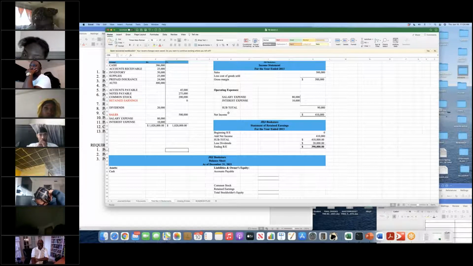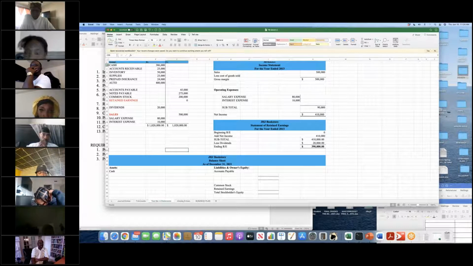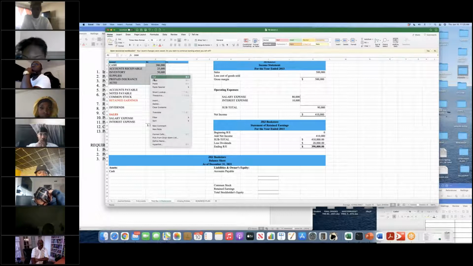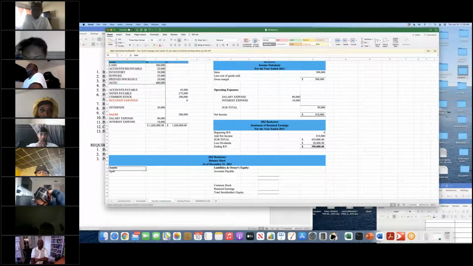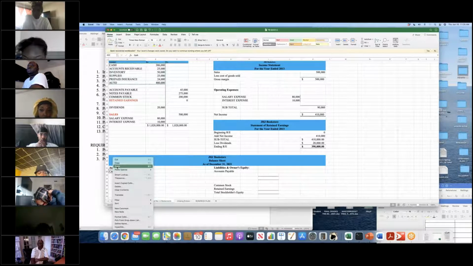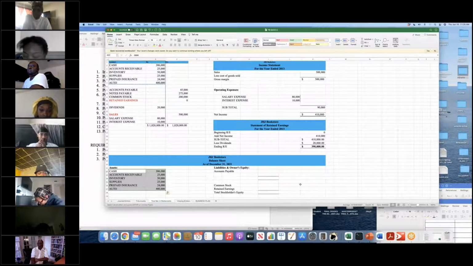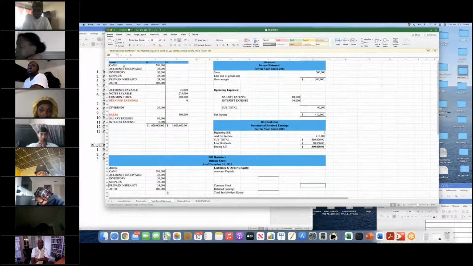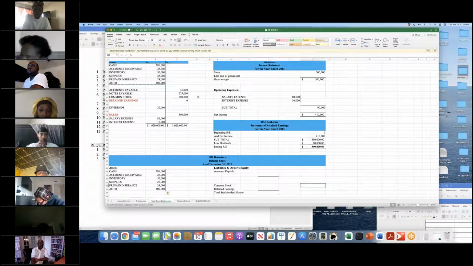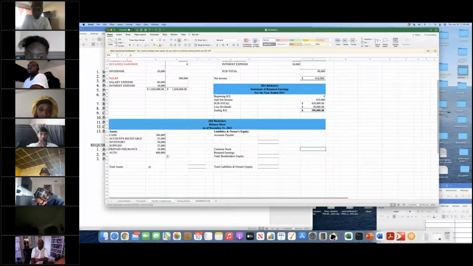So we're preparing the balance sheet, and we'll do a simple one. We'll just do the assets first. So we're just going to look at our assets, and we can just copy them. So now we have all of our assets. Remember, these are assets. So on the left side of the balance sheet are the assets, and we add them up.